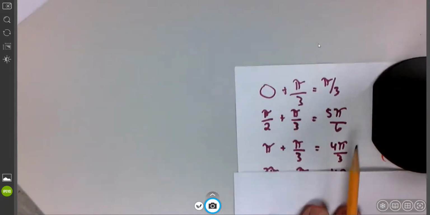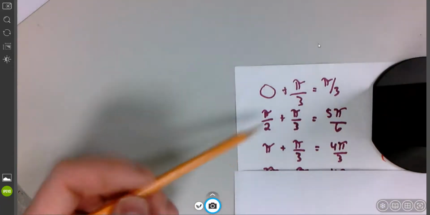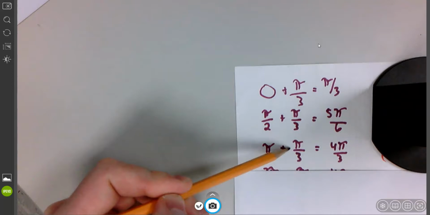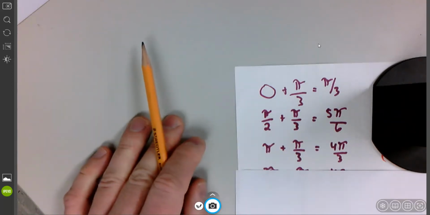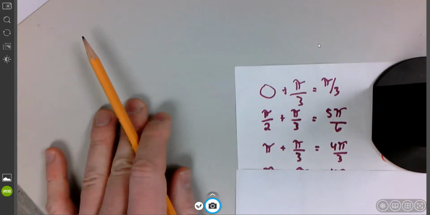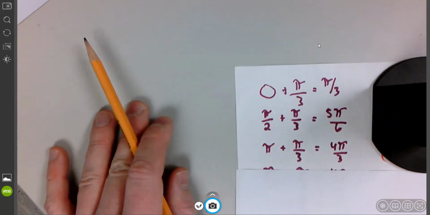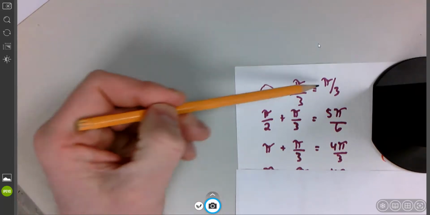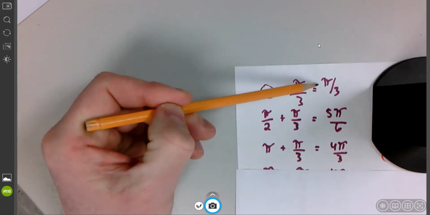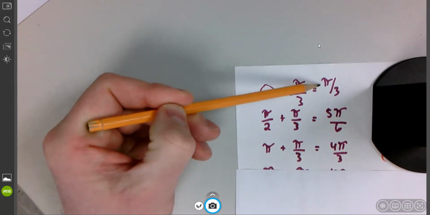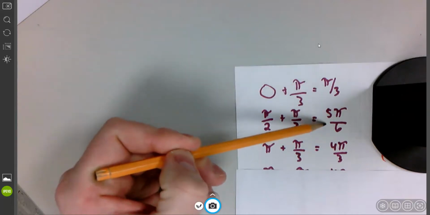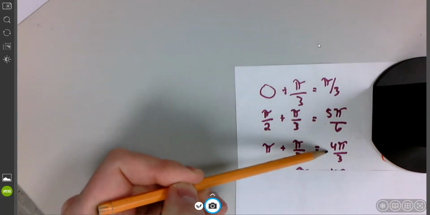The next one, I need to add pi plus pi over 3. More common denominator stuff. 3 pi over 3 plus 1 pi over 3, 4 pi over 3. And usually from right there, I stop and I continue this pattern. This was today's bell work, by the way. This is 1 pi over 3, which is 2 pi over 6, 5 pi over 6, 8 pi over 6.